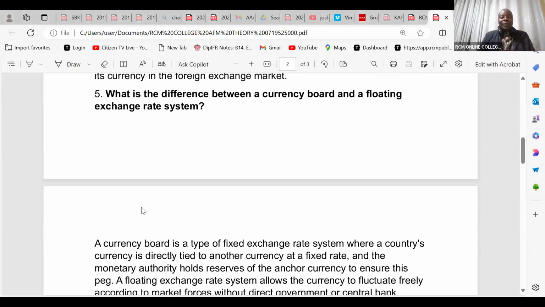Iko mnataka kunisalimia? Nitakwambia kwamba Ruto is the best placed. Nitakwambia, lakini kwanza tumalizie maswali.